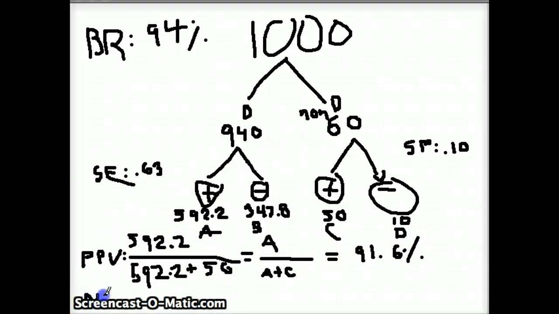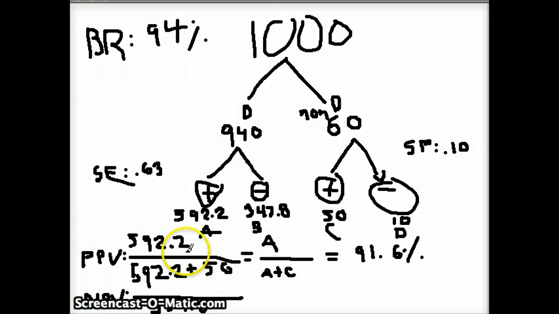Negative predictive value. Now remember what that means. Think about the definition for a second. What is the probability if you test negative? That's those two groups, that you don't have the disease. So what goes in the denominator? The number of people in these two groups. 347.8 plus 10 is easily seen to be 357.8. I hope you can read that.